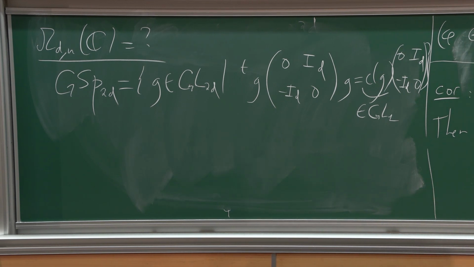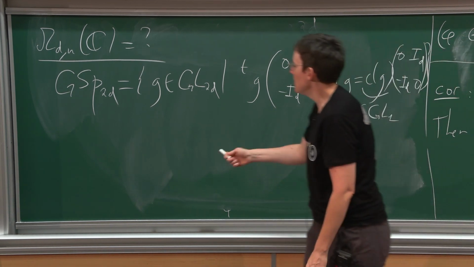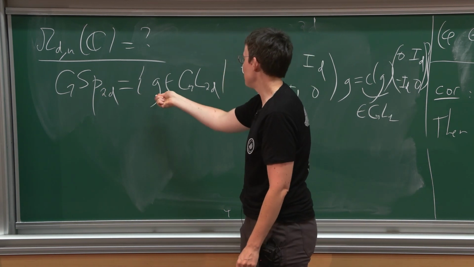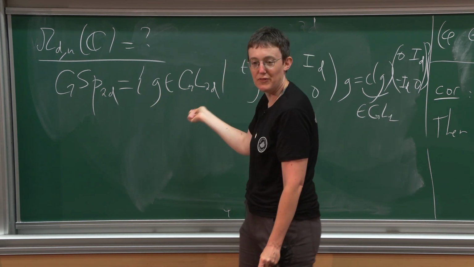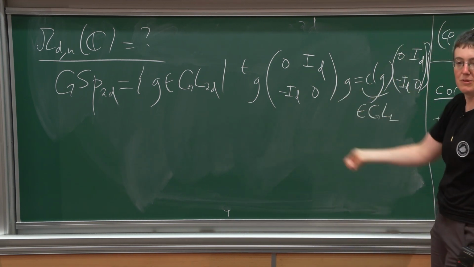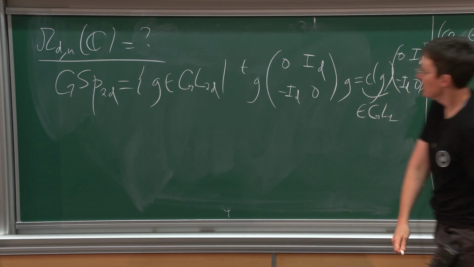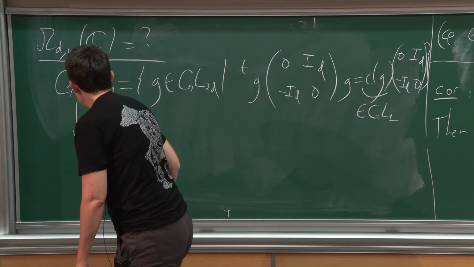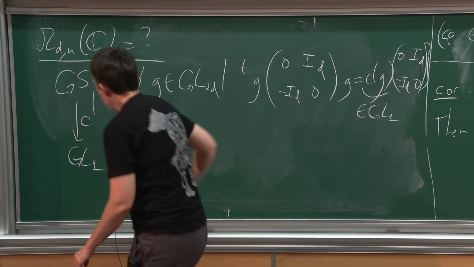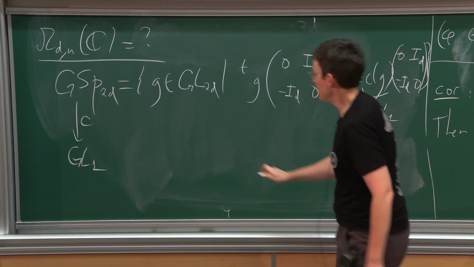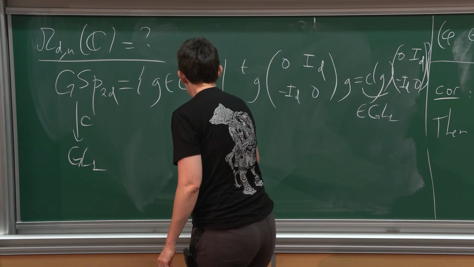So here I'm giving you the recipe for R points for every commutative ring R: GSp_2d(R) is the set of G in GL_2d(R) such that c(G) is an invertible element of R. So this comes with a character into GL1, and our symplectic group is just the kernel of this.